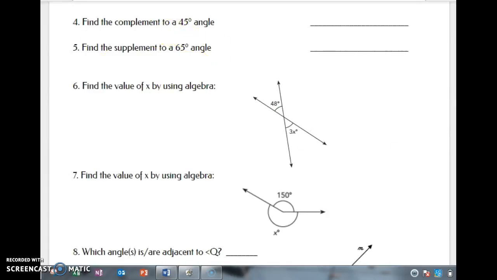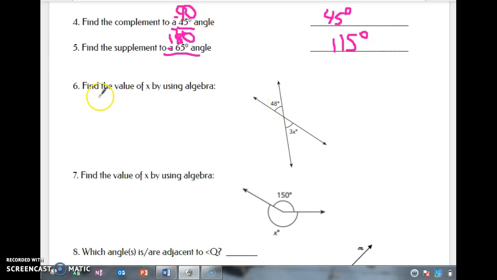So to find the complement of 45 degrees, once again, receiving a complement means you've done something right, which is 90 degrees. So 90 minus 45 would give you 45 degrees. Supplementary means it adds up to equal 180 because it's a straight line. So you're going to have to do 180 minus 65. You also have to borrow. So 10 minus 5 is 5, 7 minus 6 is 1, 1 minus 0 is 1. So the supplementary angle is 115 degrees.